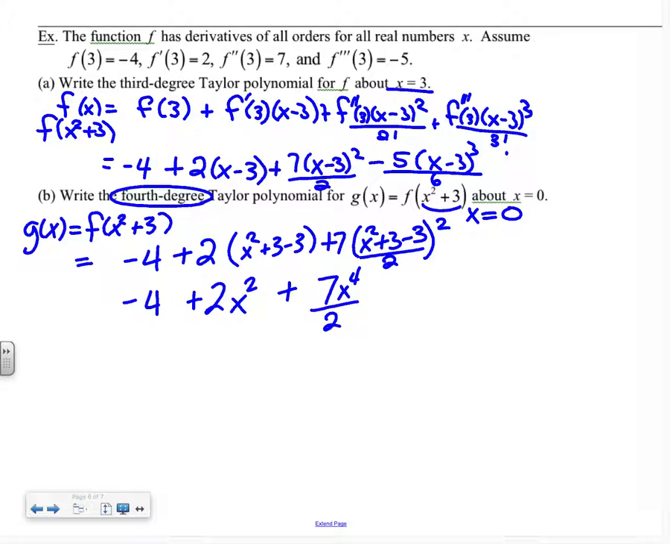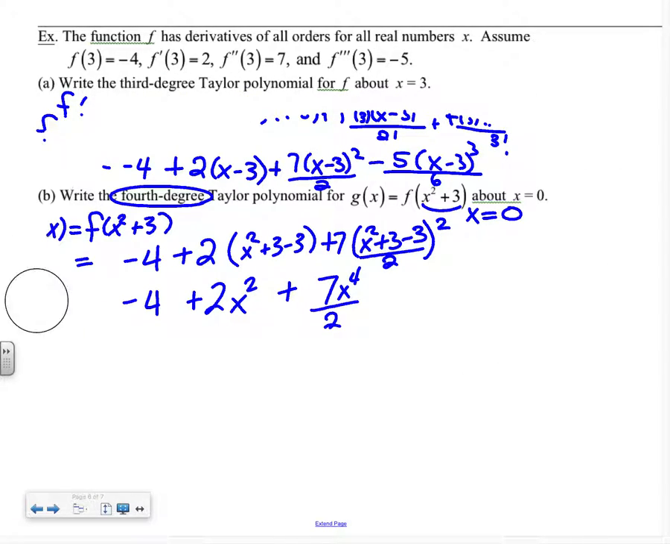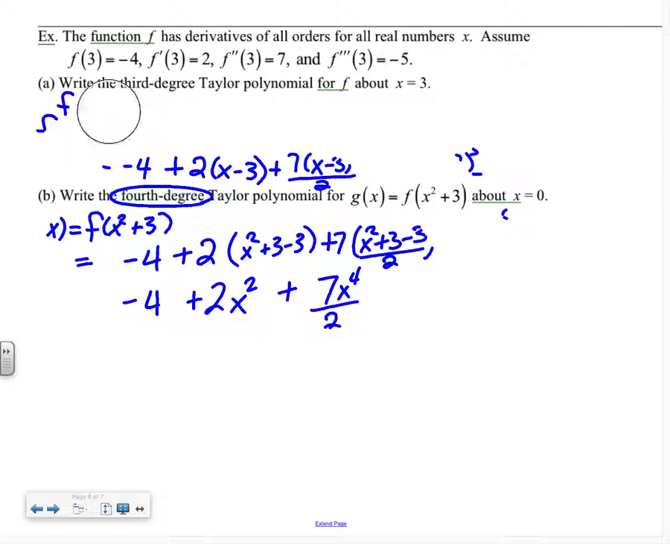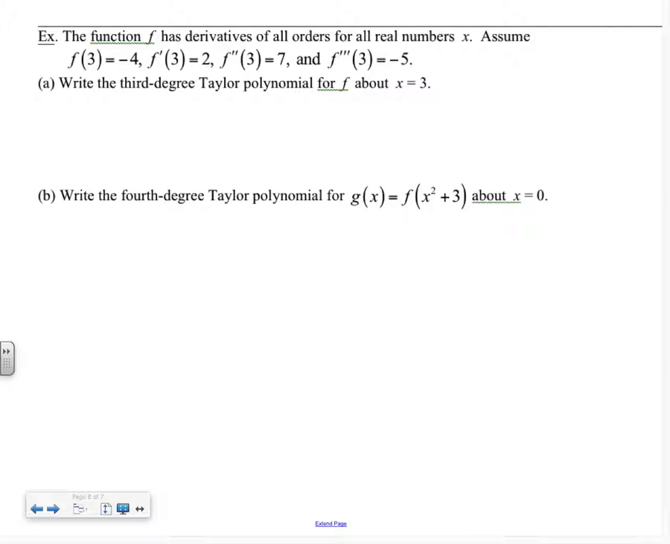All right. Let's get rid of this. The function f has derivatives of all orders. So what does that tell me? That they just exist, right? Assume f of 3 is negative 4, f prime of 3 is 2. I'm just taking any derivative. F triple prime is 7.